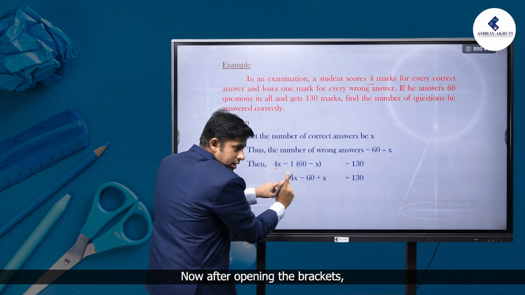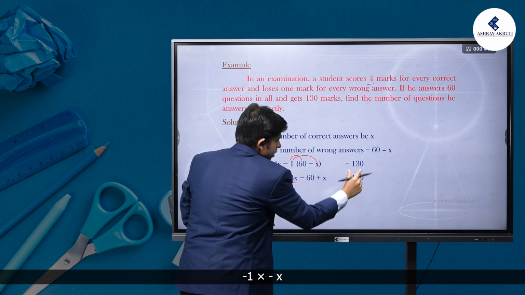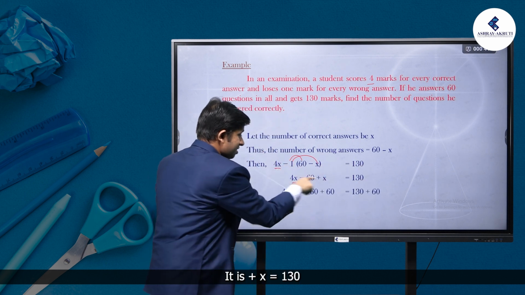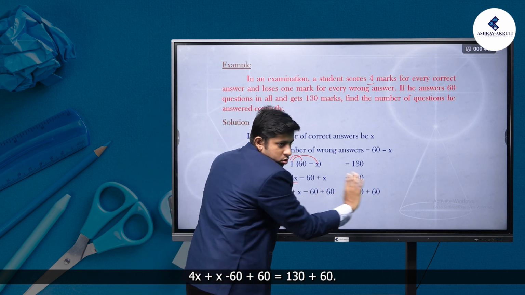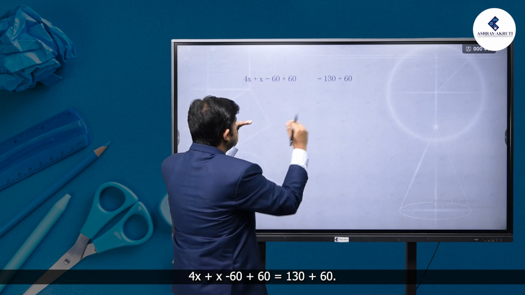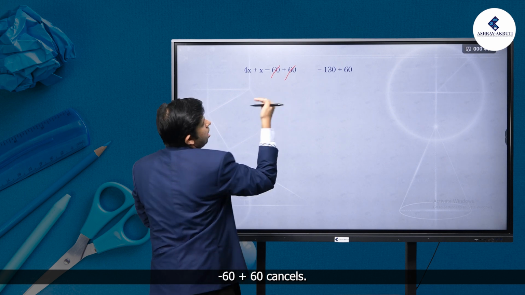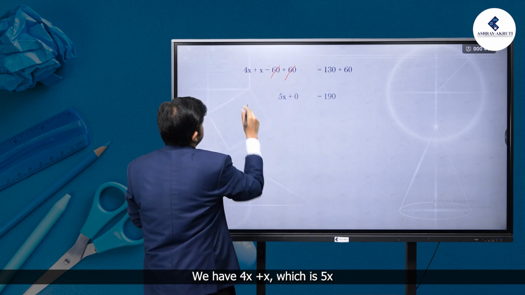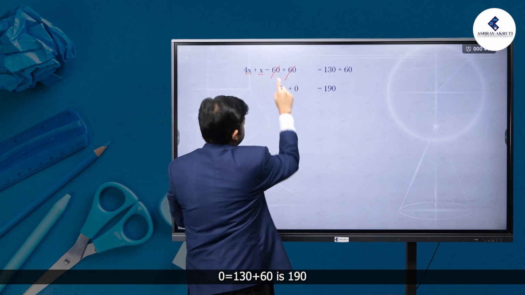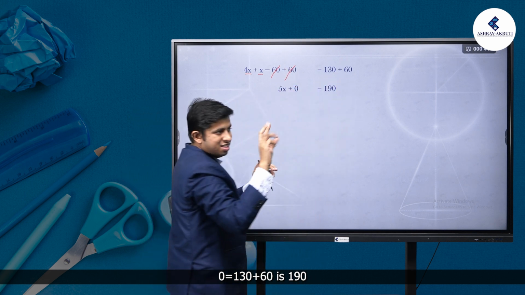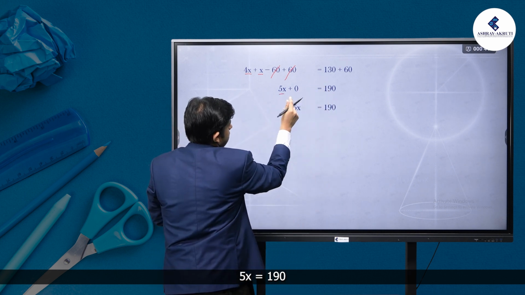Now, after opening the brackets, we get 4x minus 1 into 60 minus 1 into minus x, which is plus x, is equal to 130. 4x plus x minus 60 is equal to 130. We add 60 on both the sides. Minus 60 plus 60 cancels. We have 4x plus x, which is 5x, plus 0 is equal to 130 plus 60, which is 190. We have 5x equals 190.